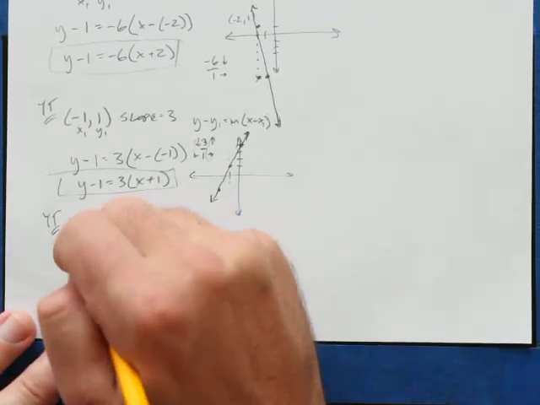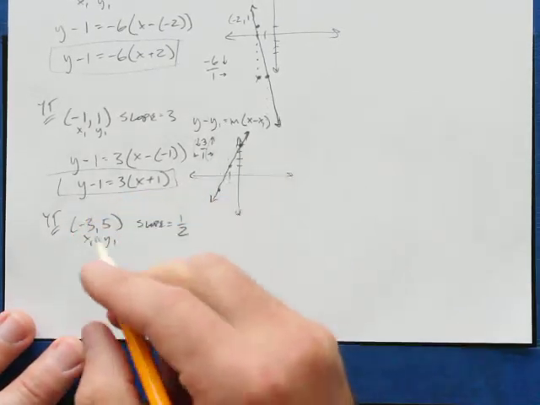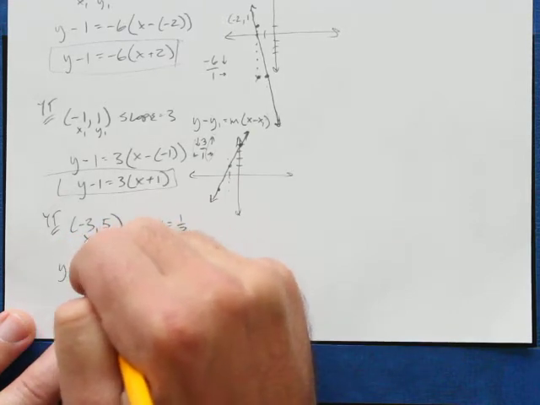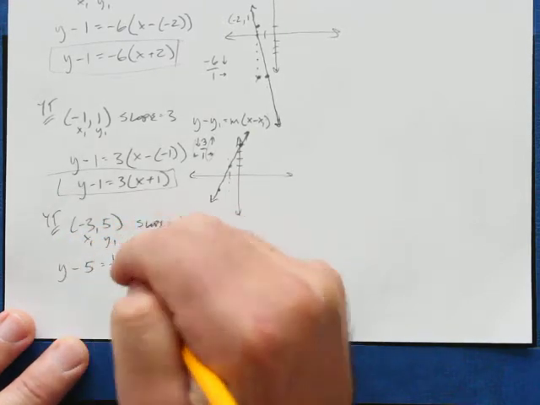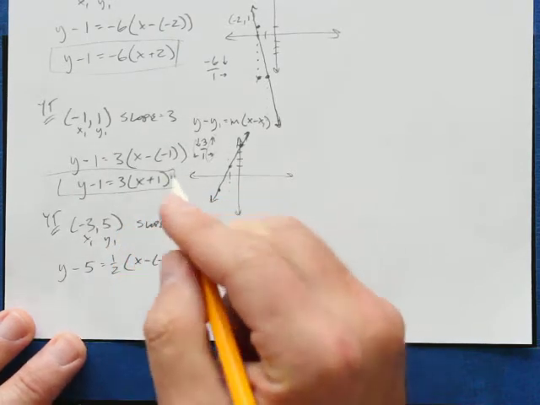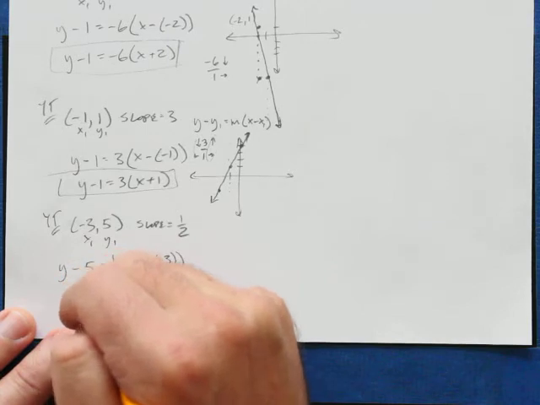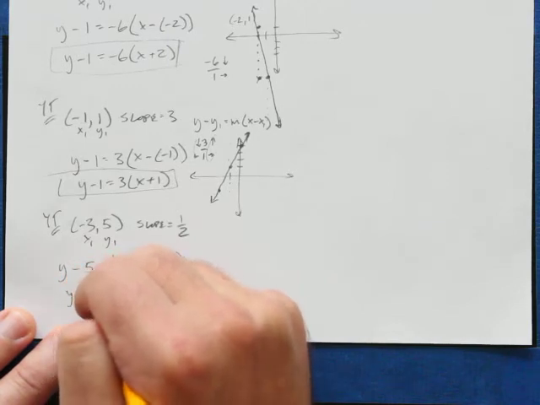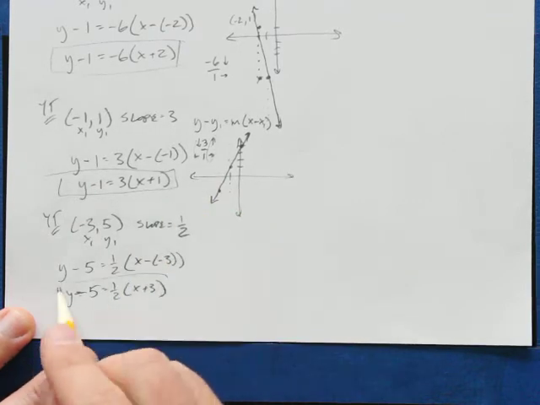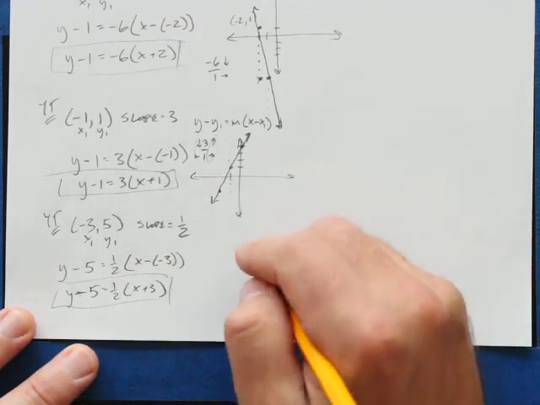All right, welcome back. x1, y1. I'm going to label first, and then I'm going to say y minus y1, which is 5, equals my slope times x minus x1, which is negative 3. Clean this up: y minus 5 equals 1/2 times x plus 3. There is my point slope form.